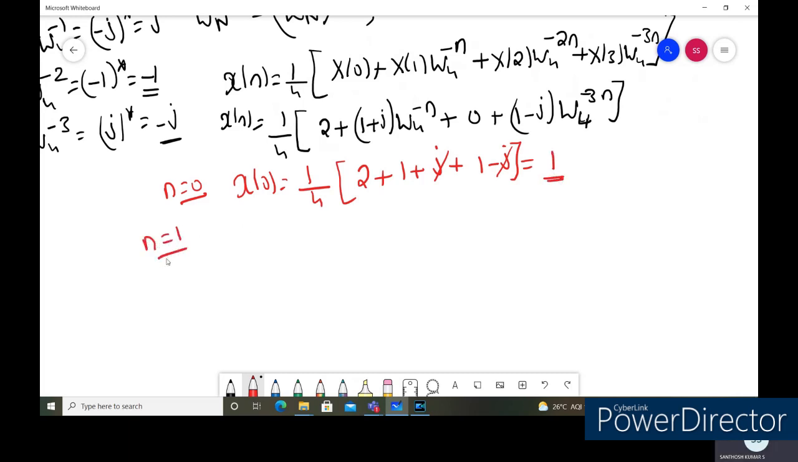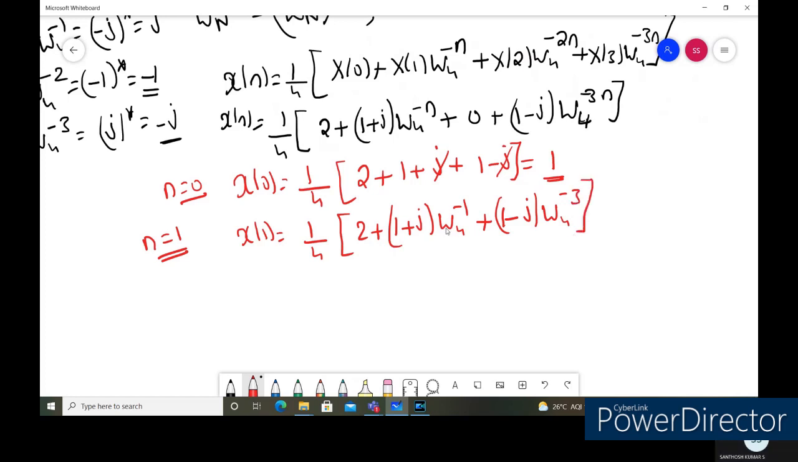So similarly, let us substitute n is equal to 1. So it has become x of 1 is equal to 1 by 4. Wherever n is there, we can substitute 1 here. So it has become 1 plus j into omega 4 to the power of -1 plus 1 minus j into omega 4 to the power of -3. So let us substitute omega 4 to the power of -1 is j and omega 4 to the power of -3 is j. If you substitute and simplify, the value of this one will become equal to 0 you will get here. So this will become equal to 0.